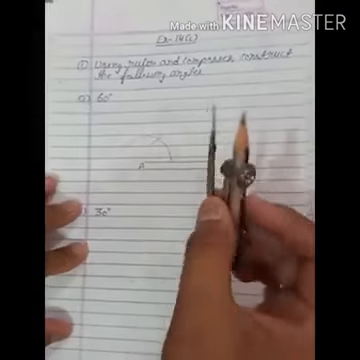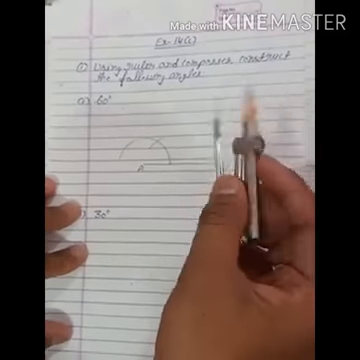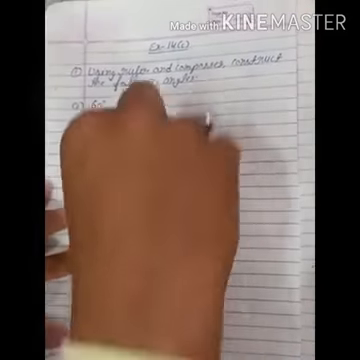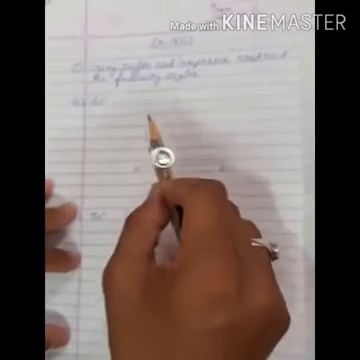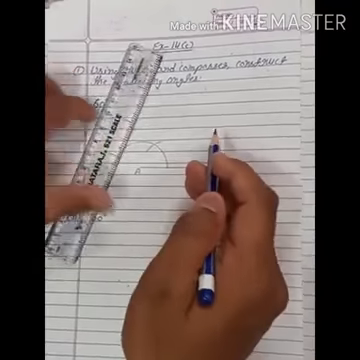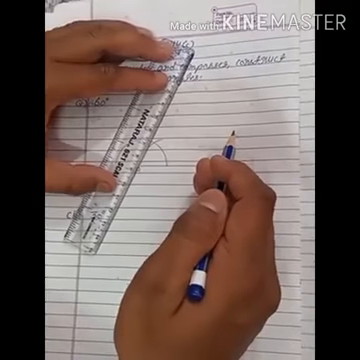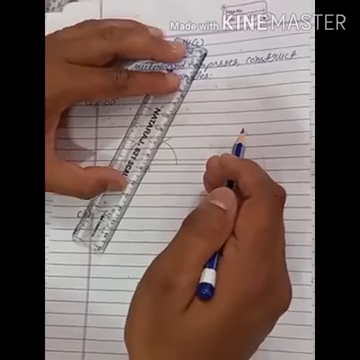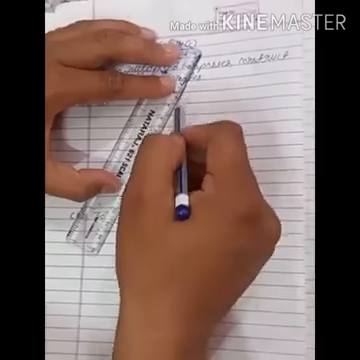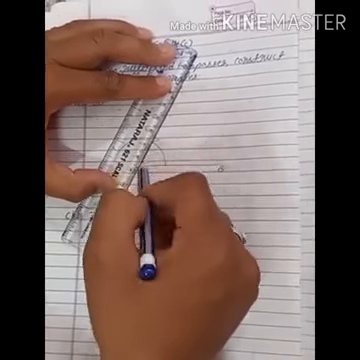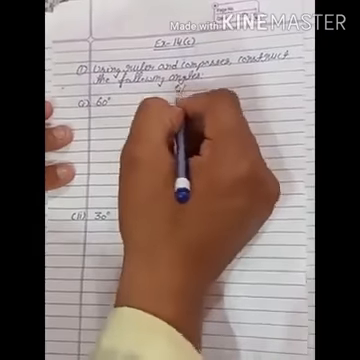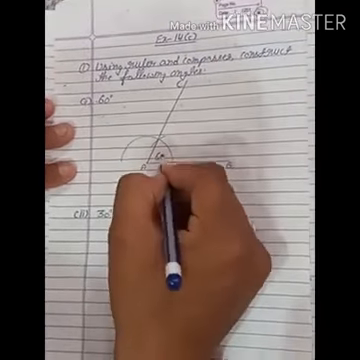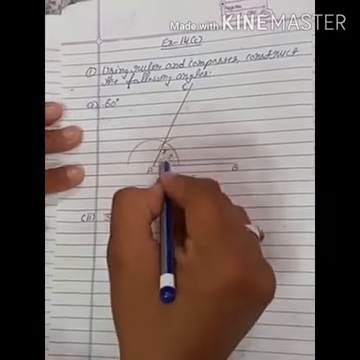Without changing the radius of the compass, we will draw an arc from here. So this one arc is of 60 degree. So students, now we will draw a line like this. Then we will give the name here C. And here we will write 60 degree.